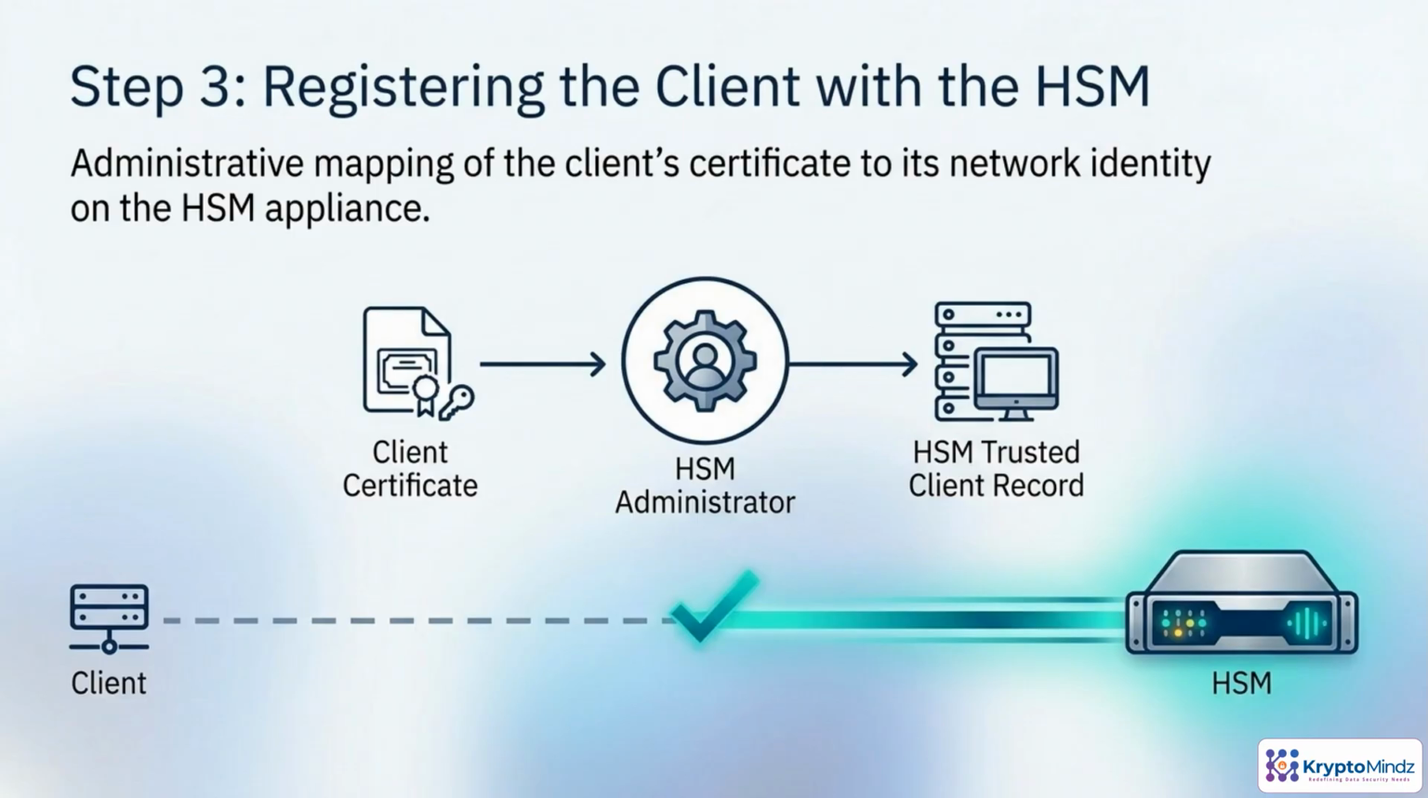Once the client's identity is in place, the HSM needs to recognize it. The administrator registers a client record on the HSM, tying together a client name, its network address, and the uploaded certificate. Those identifiers must match what the client software uses, or mutual TLS will fail. Think of this as the gatekeeper step. Only registered, approved clients are allowed to talk to the HSM.